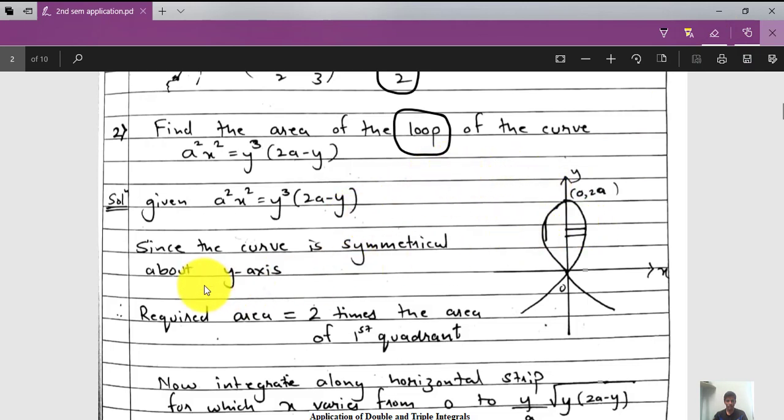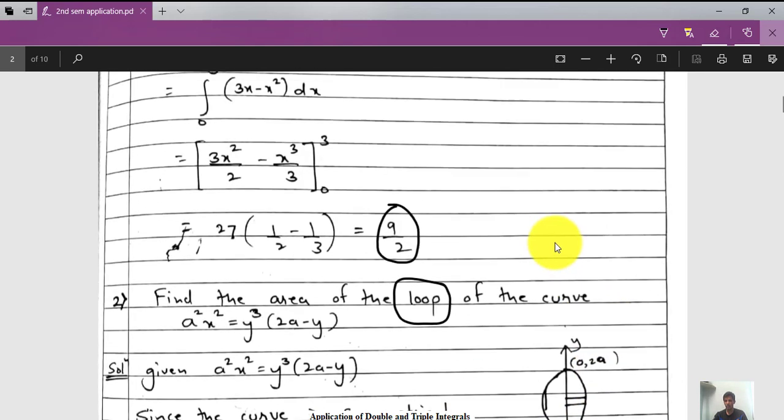Since the curve is symmetric about the y-axis, there are certain properties. There's a concept known as tracing of curves, wherein, when you draw a rough sketch, you can say whether the given curve is symmetric about the y-axis, the x-axis, or the pole.